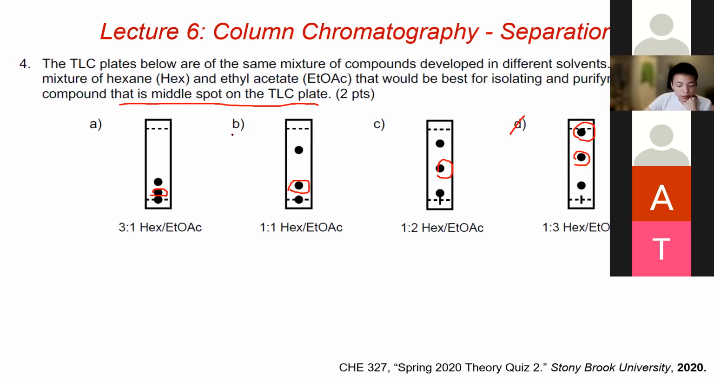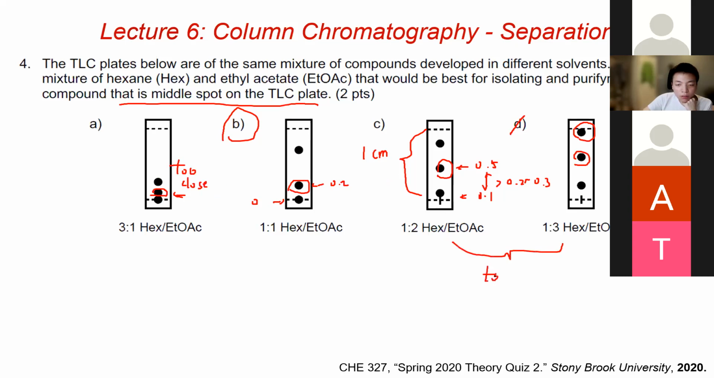Yep. I have to agree with the people who say B, because for C, suppose this is 1 centimeter. That one is somewhere in the middle, so RF of 0.5, and that one RF is around 0.1. The difference is greater than 0.2 and 0.3. This one the RF is 0 and this one is like 0.2, and that one is just too close. These two are too big. And this one is just right.